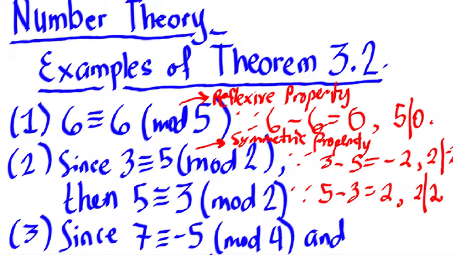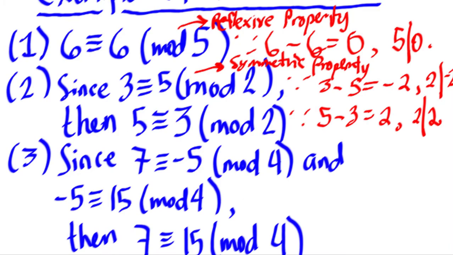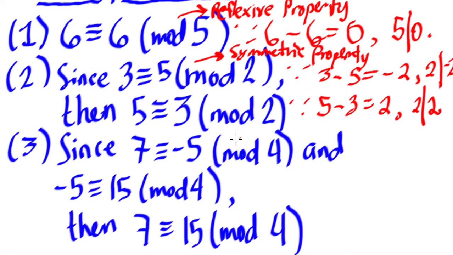For number 3, this is the transitive property. Since 7 is congruent to minus 5 mod 4 and negative 5 is congruent to 15 mod 4, therefore we can conclude that 7 is congruent to 15 mod 4. So by transitivity, we can check them one by one if you want.